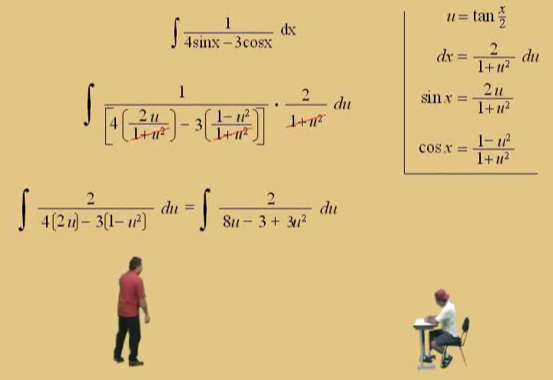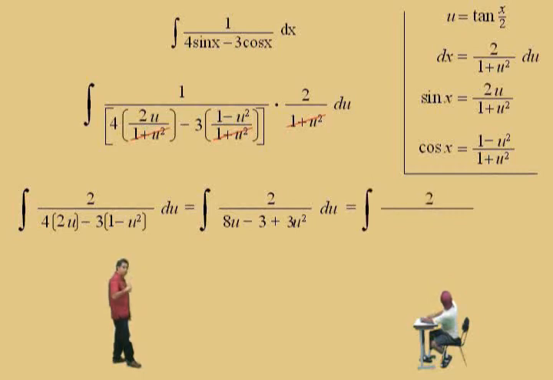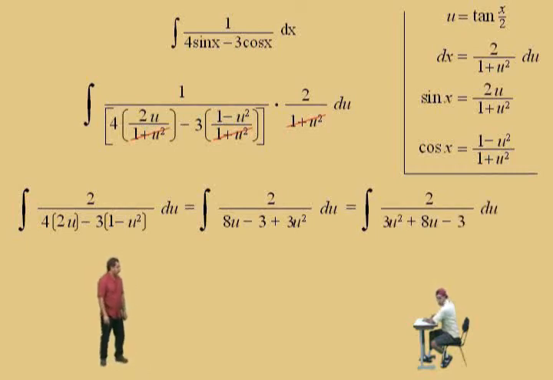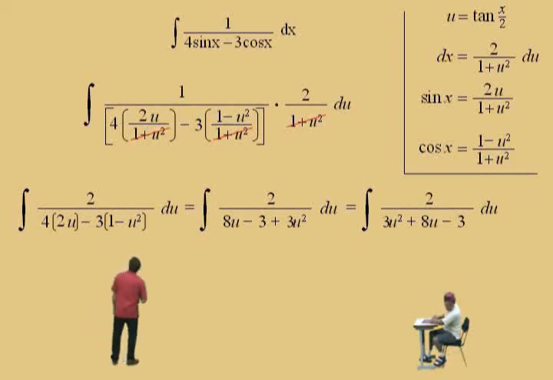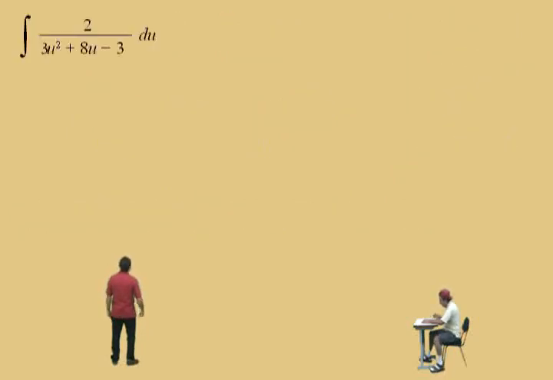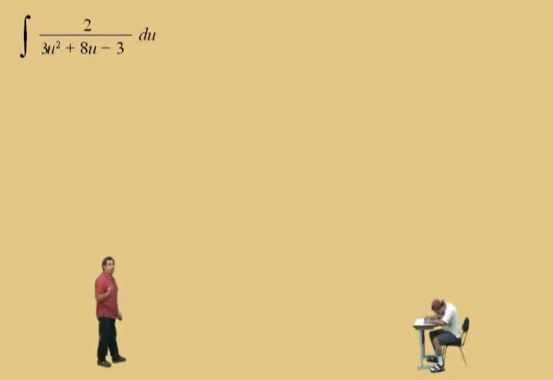Okay, and now we have this quadratic in our denominator. Let's put the exponents in descending order. So we get 3u squared plus 8u subtract 3, and don't forget du. Okay, now we have our denominator expressed as a quadratic. So we've got two choices here, Charlie. We can take this denominator here, complete the square, and that would take us into trig substitution. Do you want to do that, Charlie?